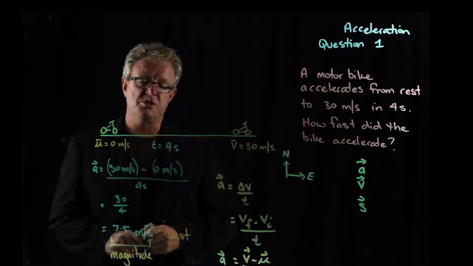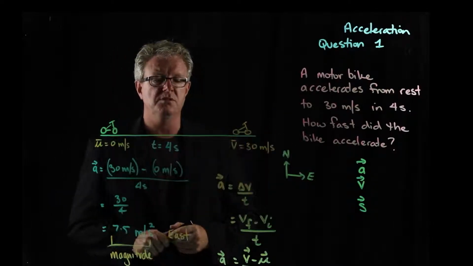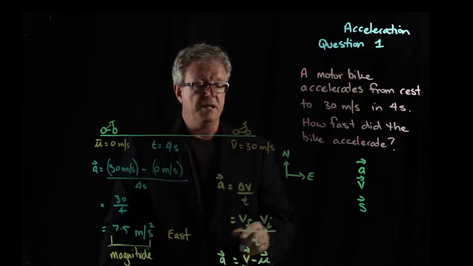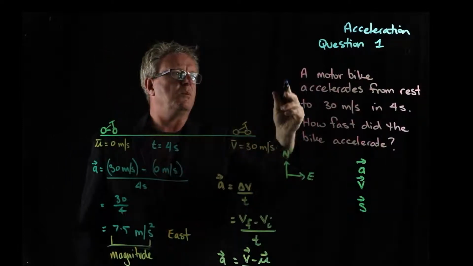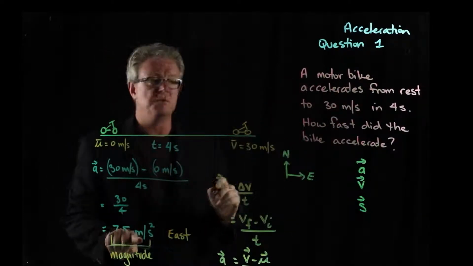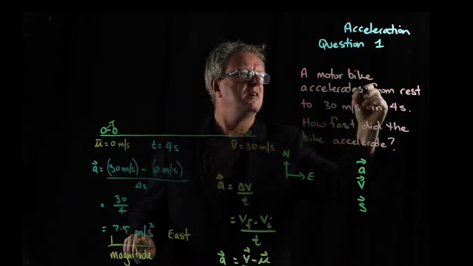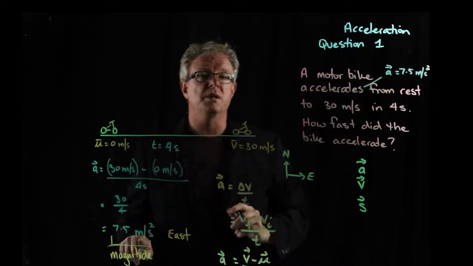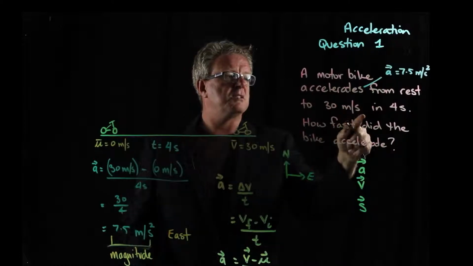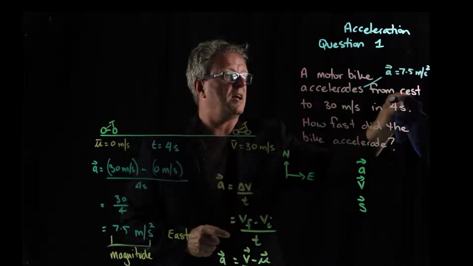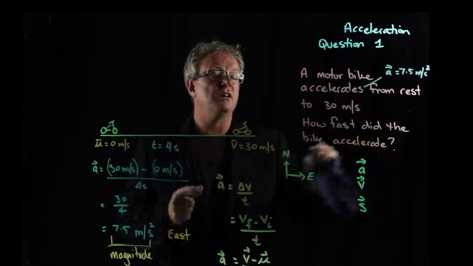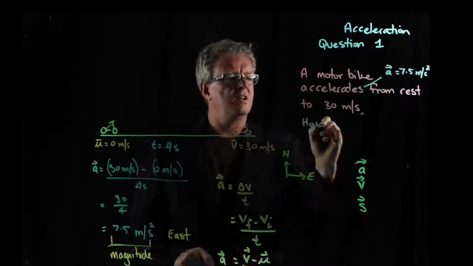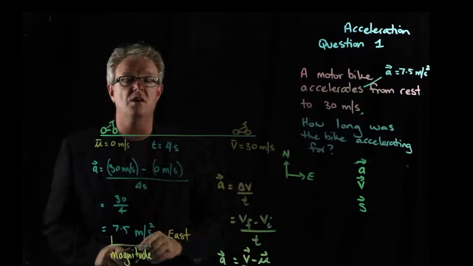If we were to make the question a little bit more challenging, we could change the numbers around, and they could ask you to find what t is. If they were to rewrite the question, they could say a motorbike accelerates at 7.5 meters per second squared from rest to 30 meters per second. Now they're going to get rid of this last bit because they want you to find the time. So we change the question now: how long? Here they're asking for the time.